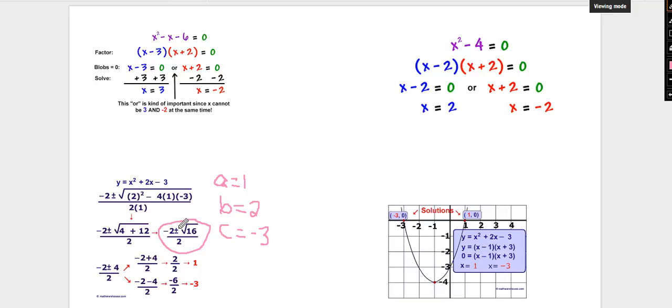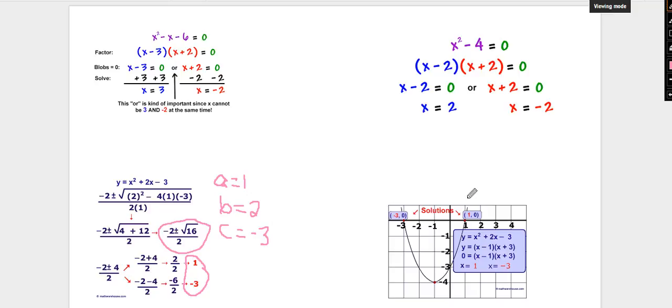And then you have two equations. You have plus and minus. So you break it to the plus. You have negative 2 plus 4 divided by 2. So then you have 2 divided by 2, which is 1. And then you have negative 2 minus 4 divided by 2. So that's negative 6 divided by 2, which is negative 3. So these are your x-intercepts. And again, picture the parabola where you have the graph crossing at positive 1 and negative 3.